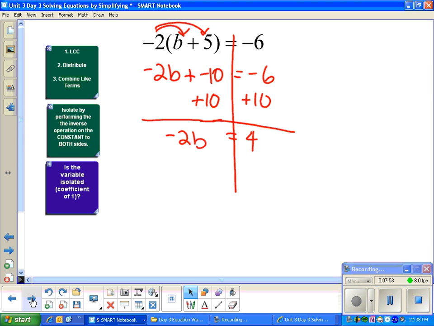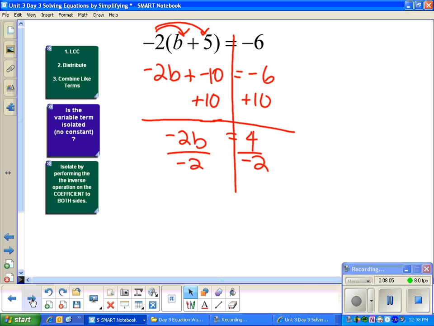Now I have a b, but it's still multiplied by -2. Inverse operation to that is to divide by -2. And I divide by -2 on both sides, and I end up with b is equal to 4 divided by -2, which is -2.